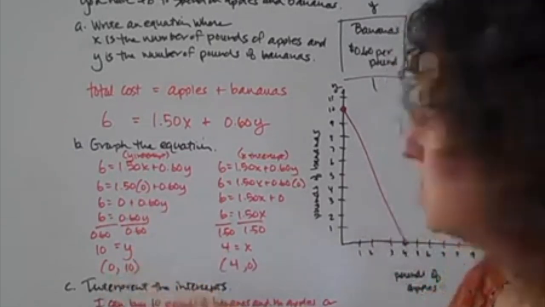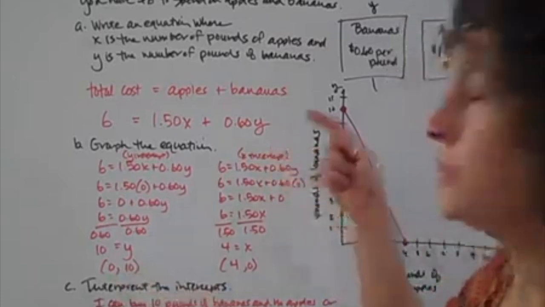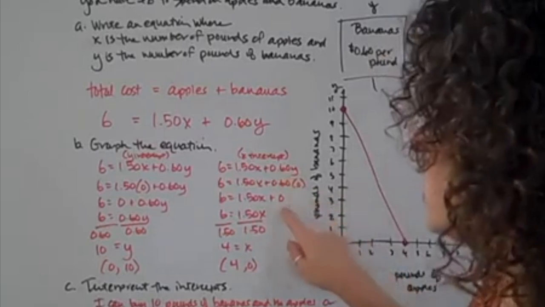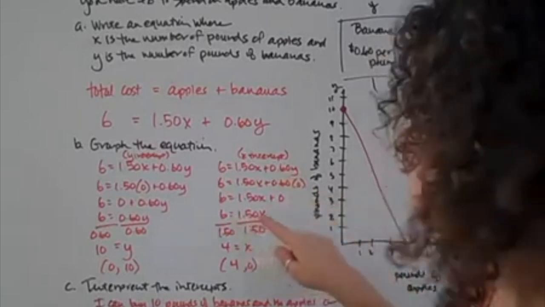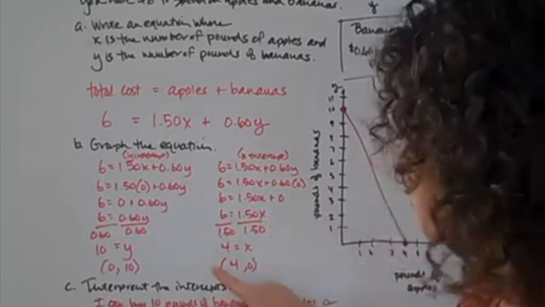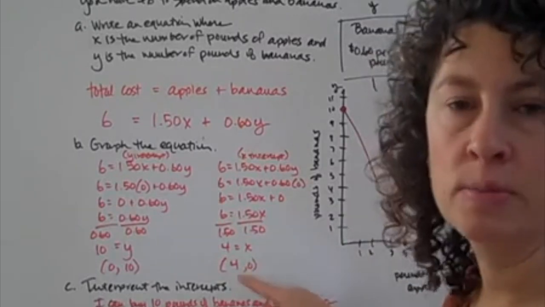So there's one intercept. I'm going to go over and do my x-intercept. To find the x-intercept, I'm going to plug a 0 in for y. So here's my 0 in for y. I end up with 6 equals 1.50x. I divide by 1.50, and I end up with x equals 4. So I have my x-intercept of (4, 0).